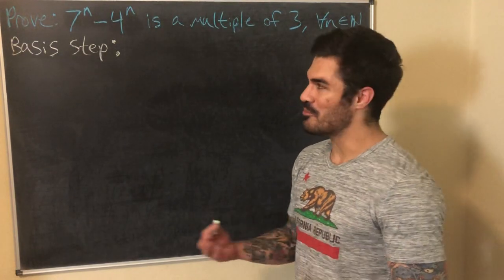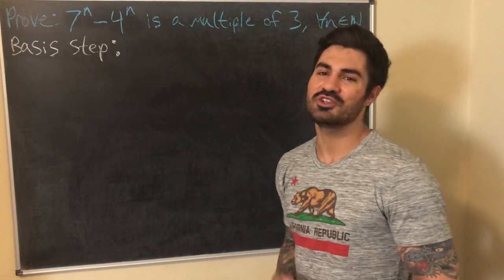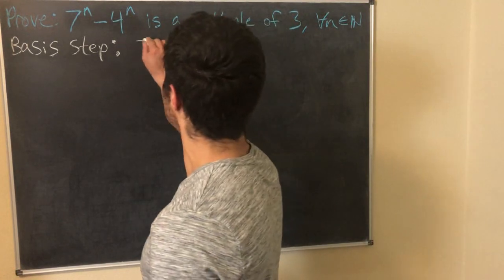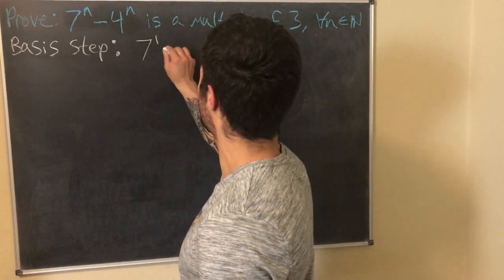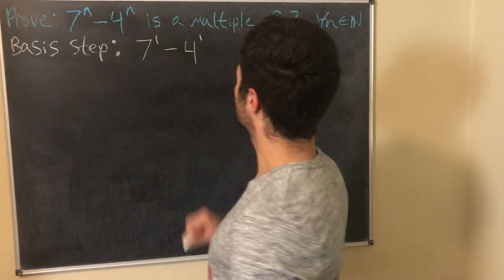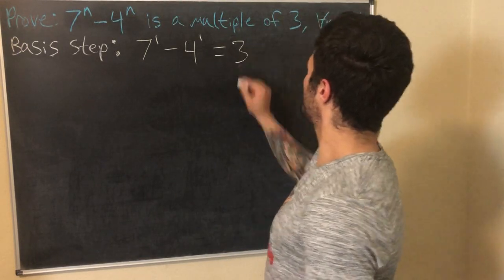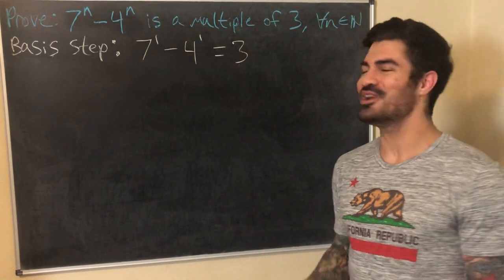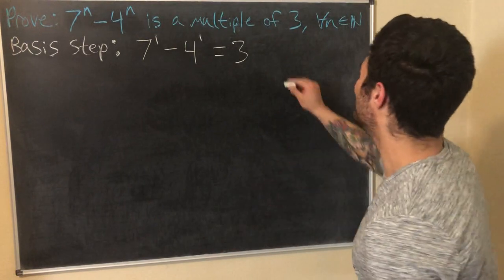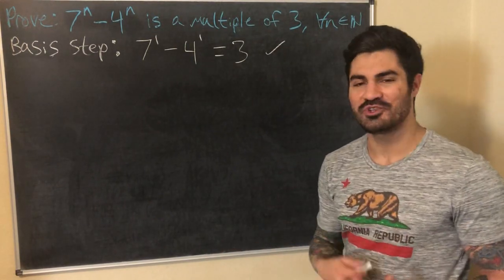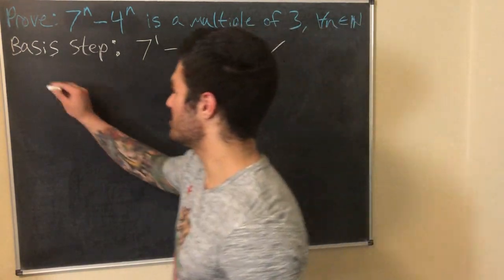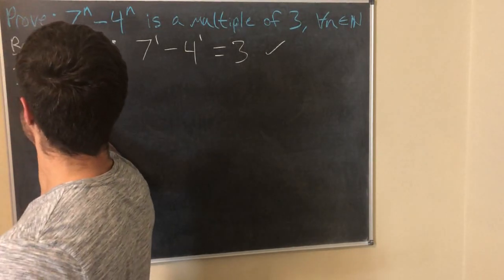And let's go ahead and start with our basis step. We want to show that this statement is true when n equals 1. So when n equals 1, what do we have? 7 to the first power minus 4 to the first power, which is equal to 3. So is 3 a multiple of 3? Yes, of course. 3 times 1 equals 3. So therefore, we have established a basis for induction, and we can move on to the fun part, which is the induction step.